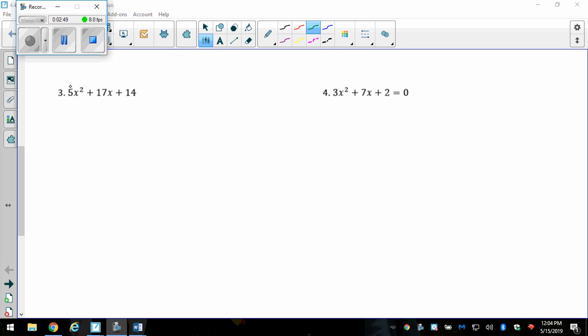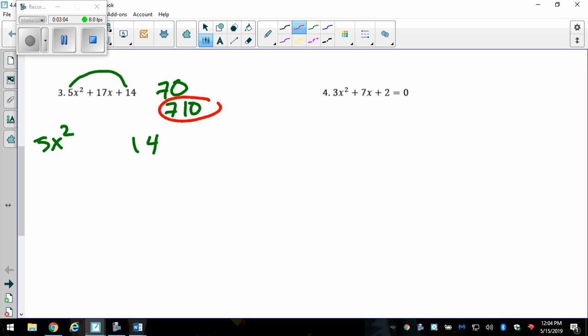All right, so here's another practice. So multiply the 5 and the negative 14. That gives me 70. Factors of 70 to get 17 would be 7 and 10. So again, you leave your first term and your last term alone. My middle term is going to be using the 7 and 10. So plus 7x and a 10x.